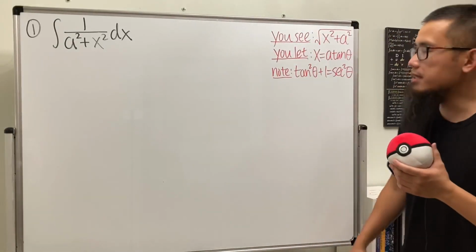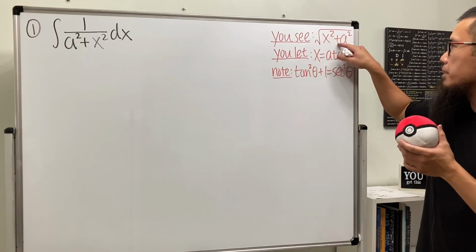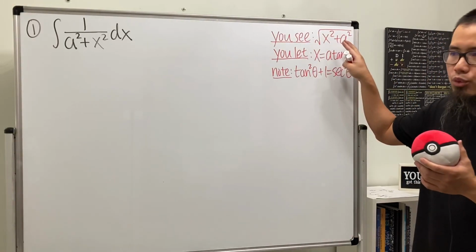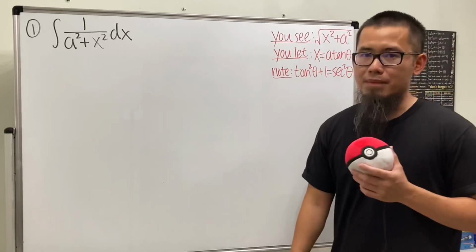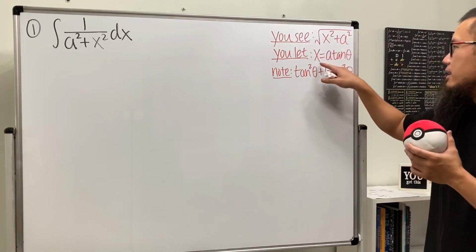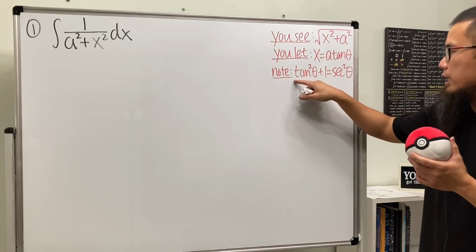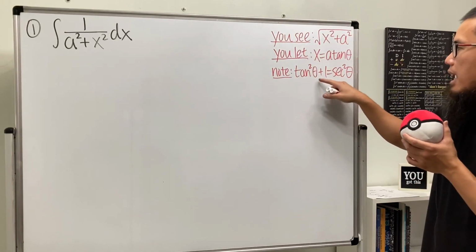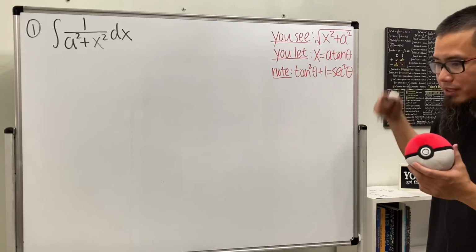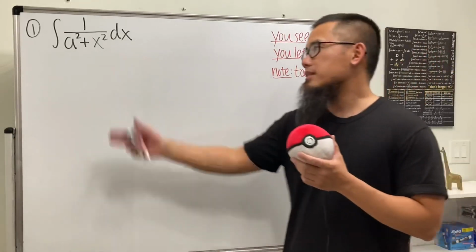Okay, so the question is, when do we use tangent? And the answer for that is, pay attention to x squared plus a squared, or maybe the other way around, because the order of the sum doesn't matter. And when we have that, go ahead and let x equal a times tangent theta, and you are going to expect to use tangent squared theta plus 1 is equal to secant squared theta. So now let's take a look at the first one.